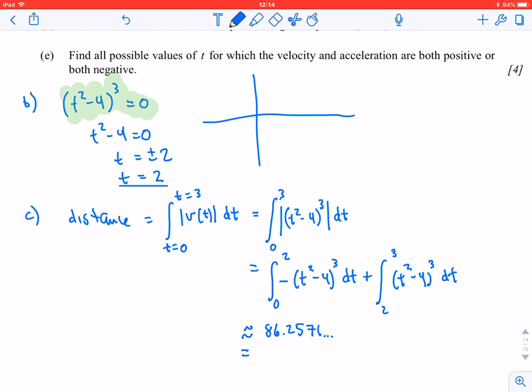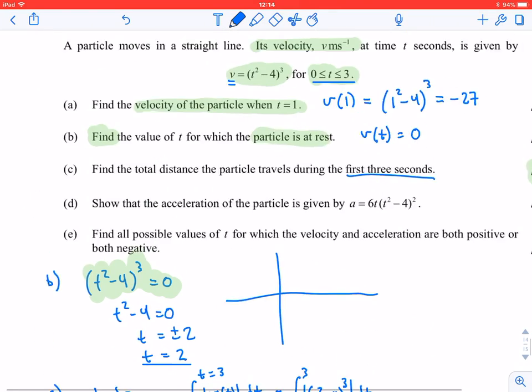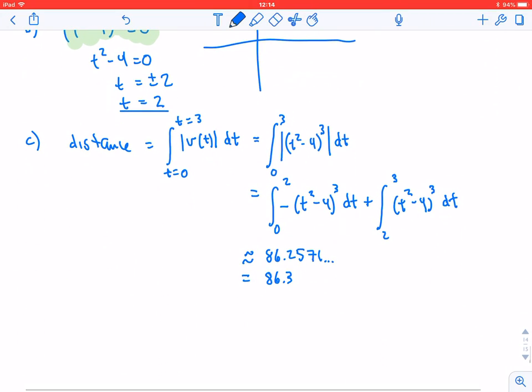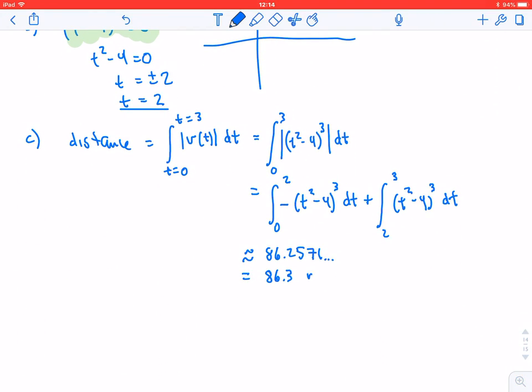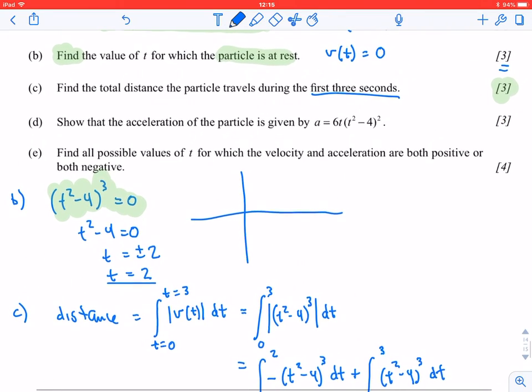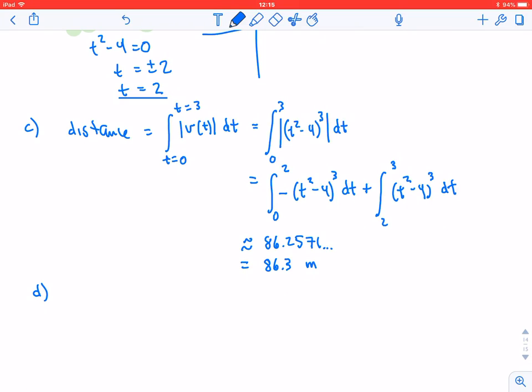But remember, last step, you need to round that answer to 3 sig figs and get that as 86.3. And let's check our units. It does say that velocity is in meters per second, so this is actually 86.3 meters. You don't lose any credit for not having the units there, and the way you know that is that it doesn't actually state the units. Just something to be aware of.